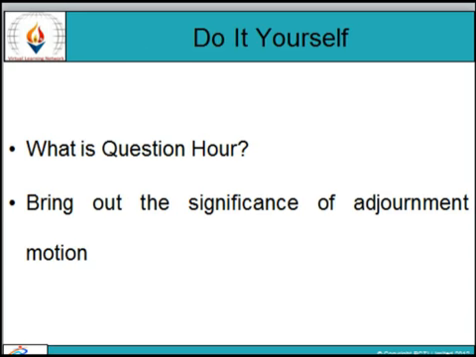So that's all for the session. Following are the questions which are based on this session. These are: what is a question hour, and bring out the significance of adjournment motion.